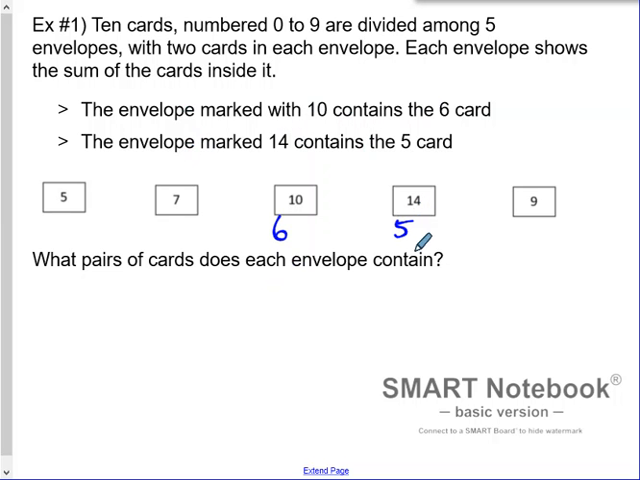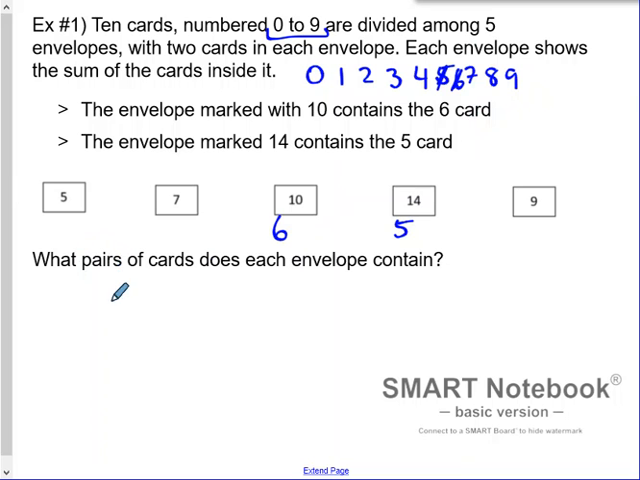Okay, so we know that the 6 card is in our 10, and we know that the envelope marked 14 contains the 5 card. Okay, so how many cards do we have again? Oh, right, cards numbered from 0 to 9, 10 cards. So 0, 1, 2, 3, 4, 5, 6, 7, 8, 9. There we have 10 cards. All right, we know that the 6 one is in here, so that's already taken care of. We know that the 5 one is in the 14, so that's already taken care of. And we need to figure out where the other cards are.